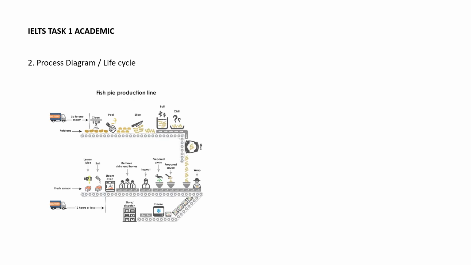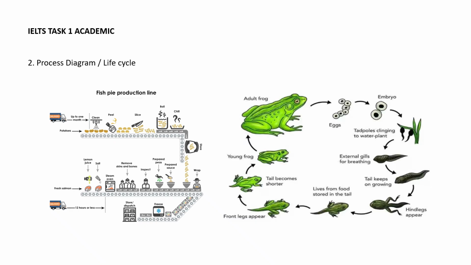You may also get, apart from the data charts, the process diagrams or the life cycle. This is how the process diagram looks like. This is one example wherein the production of fish pie is demonstrated through pictures. And the other one on the right of your screen is the life cycle of a frog.